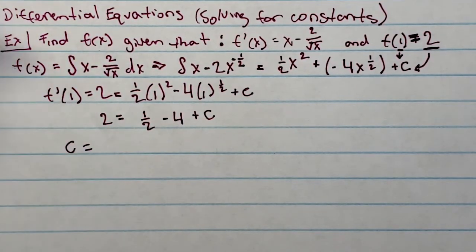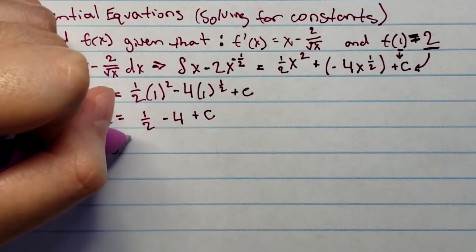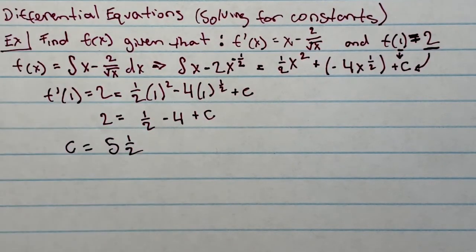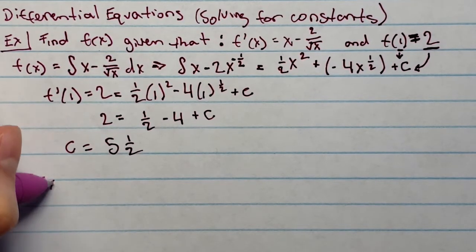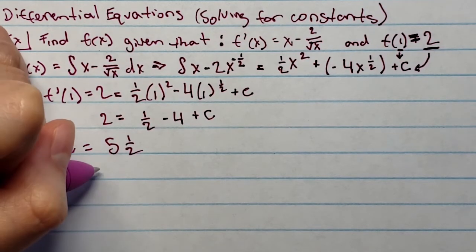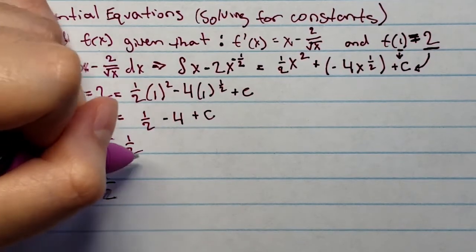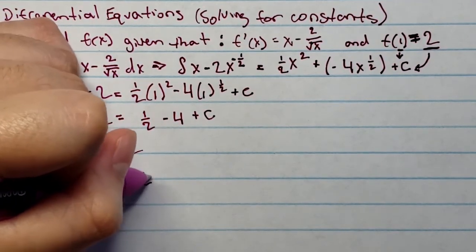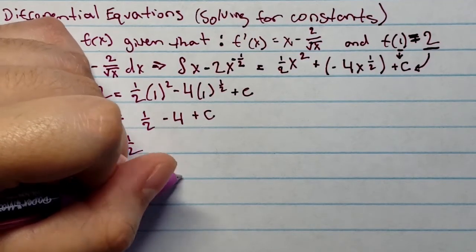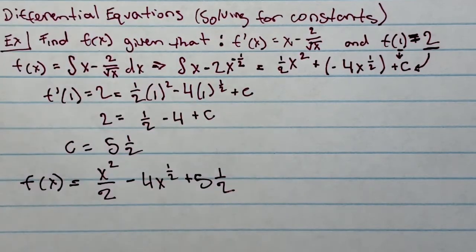From which you would get c is equal to 5 1/2. Then to get f of x, you would use the antiderivative you solved earlier, except plug in the c that you just solved for, to which you would get f of x, and that is your solution.